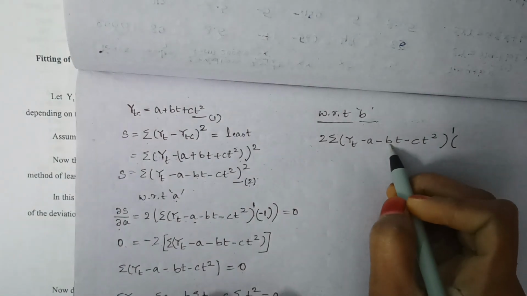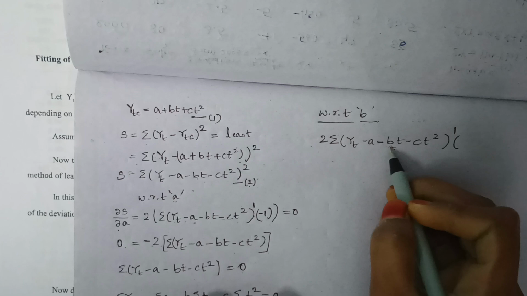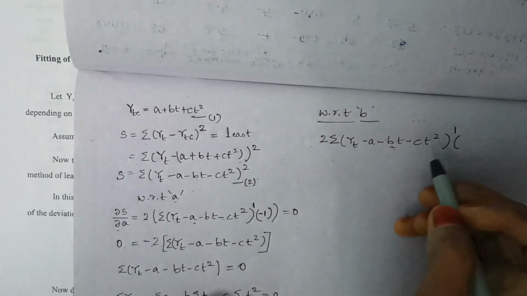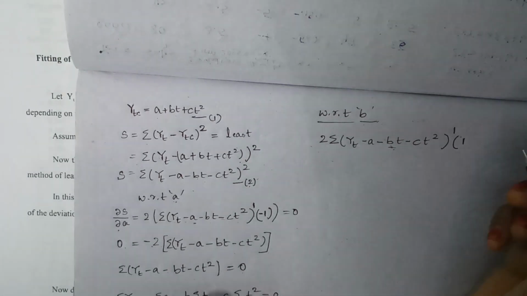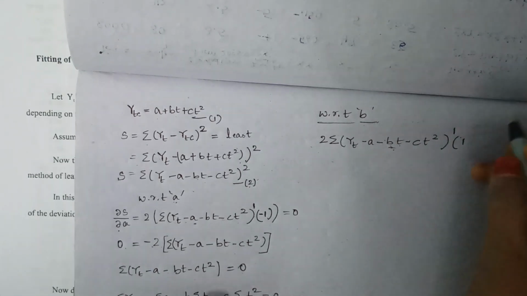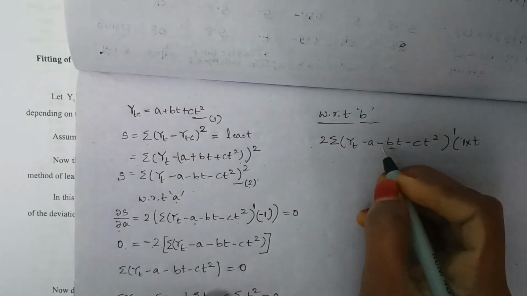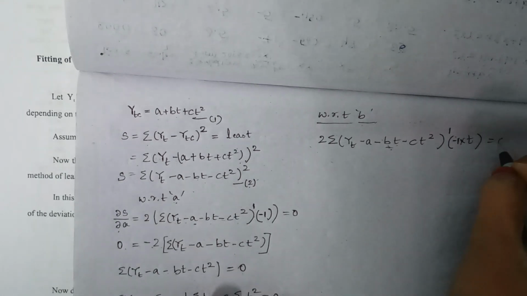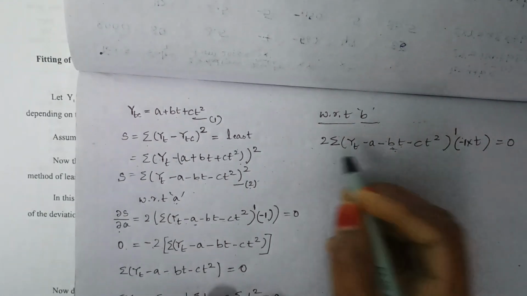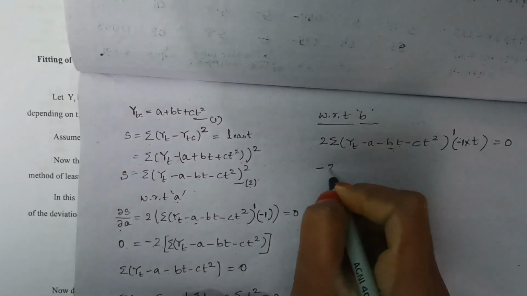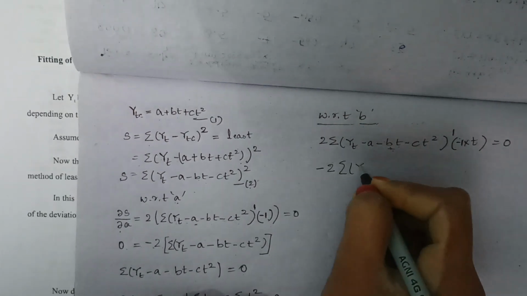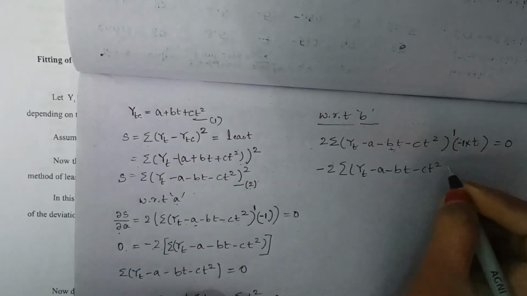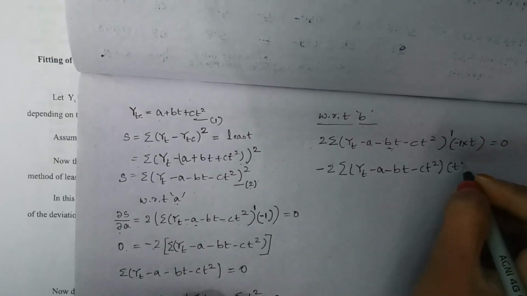So here, with respect to b, it is a single variable, and the differentiation of a variable x is 1. So I am writing here 1. And we have t also here, so 1 into t, with the minus sign. And we should equate to 0. This is 0. 2 into minus 1, minus 2 summation yt minus a minus bt minus ct square into t is equal to 0.